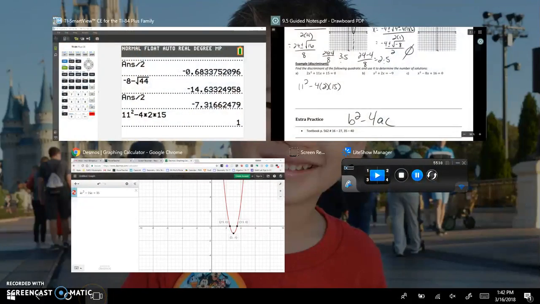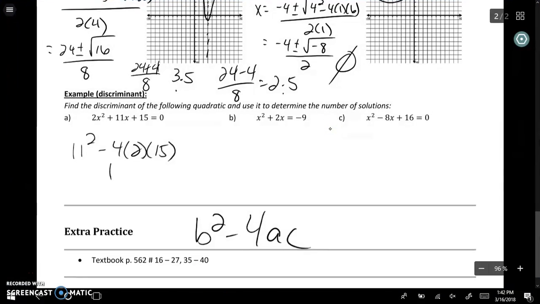1. That number is positive. Okay, so because that number is positive, that means there are 2 solutions. It doesn't tell us what the solutions are, it just tells us there are 2 solutions. So the graph looks something like that, where it crosses twice.